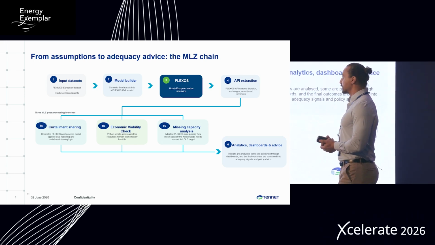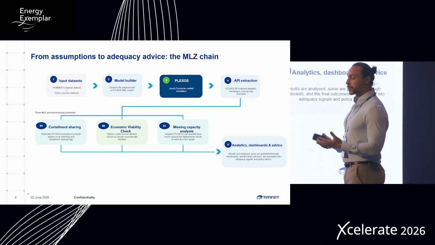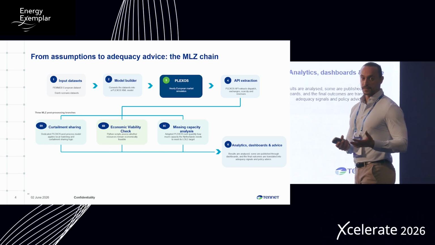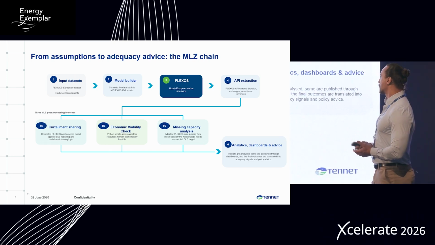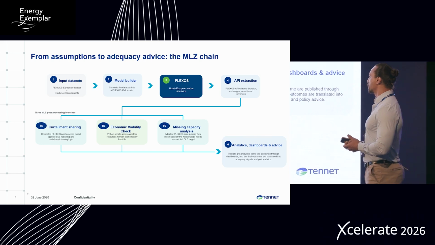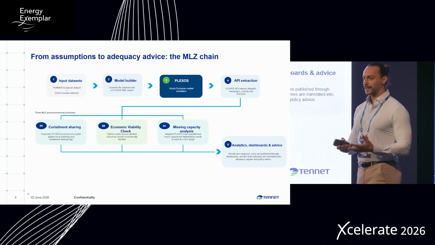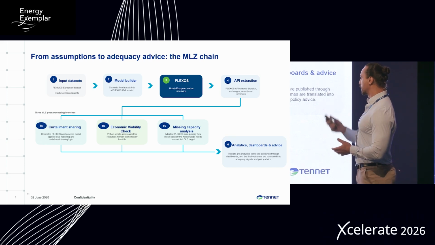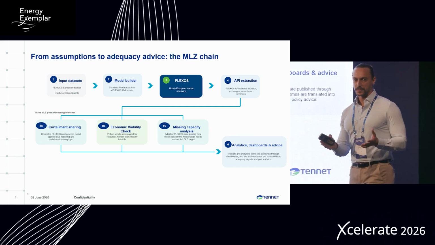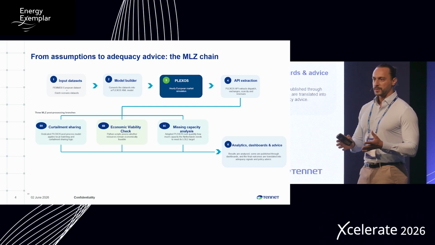The second check is the economic viability check. So we check whether the resources remain feasible or not in the future. And the last one is the missing capacity analysis, where we quantify how much capacity the Netherlands needs to meet its LOLE target.